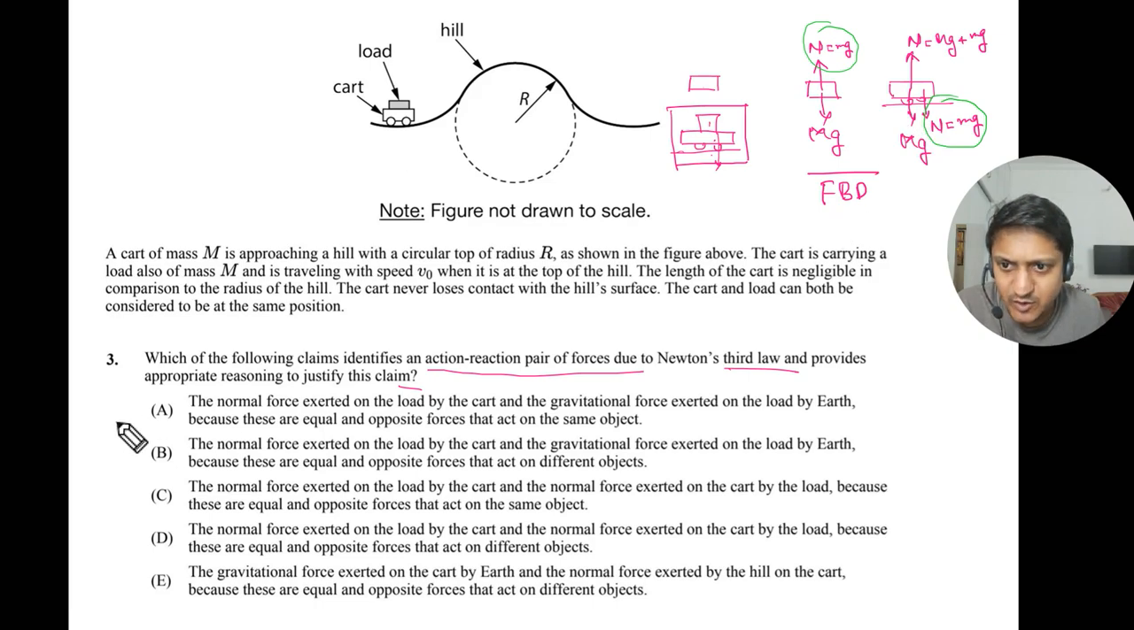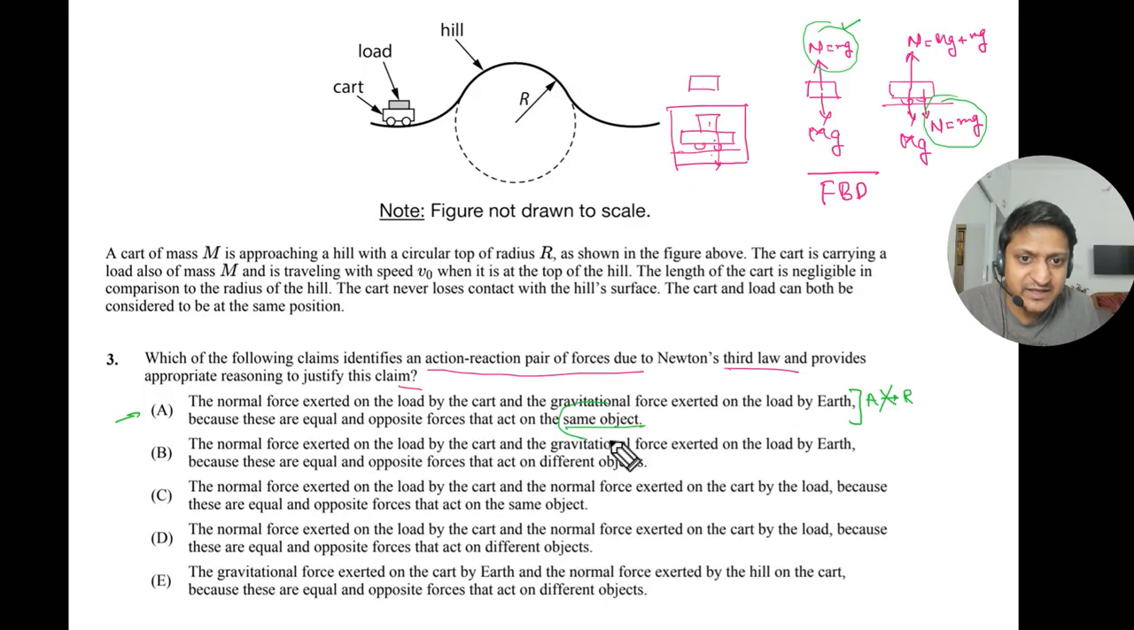Now we will see what's there in the options. The normal force exerted on the load by the cart, meaning this, and the gravitational force exerted on the load by the earth, meaning this mg. These are equal and opposite forces acting on the same object. So obviously they are equal, N is equal to mg, but they are not the action-reaction pair. So this option is not right.